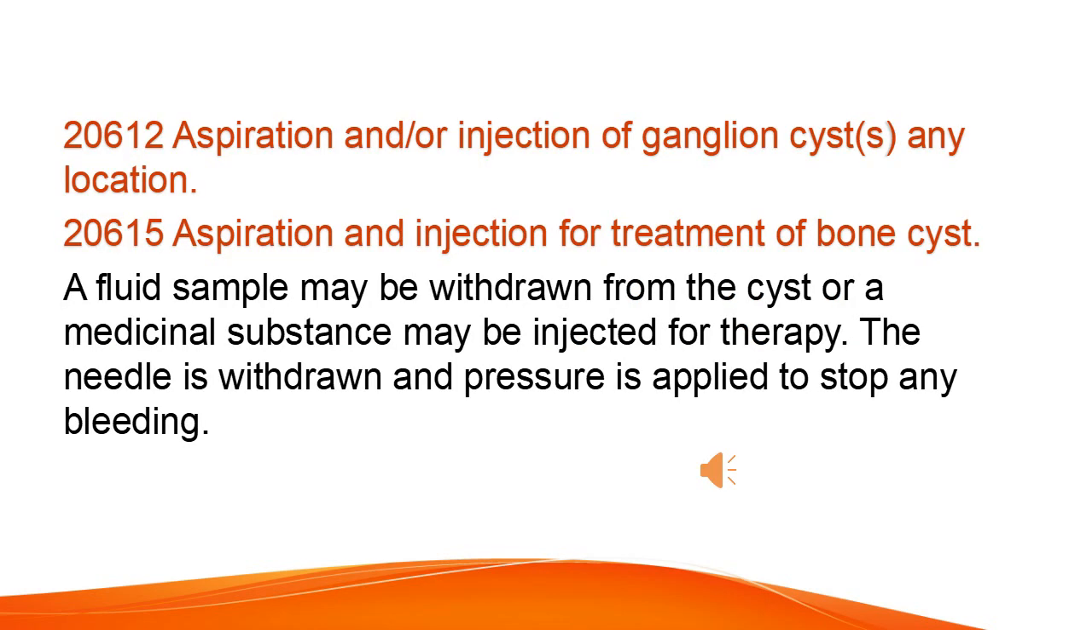Aspiration and/or injection of ganglion cyst, any location. Aspiration and injection for treatment of bone cyst. A fluid sample may be withdrawn from the cyst or a medicinal substance may be injected for therapy. The needle is withdrawn and pressure is applied to stop any bleeding.